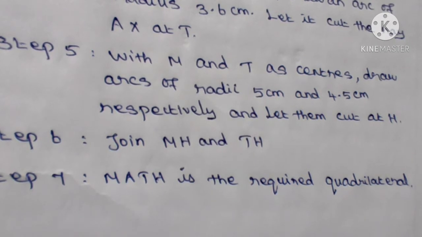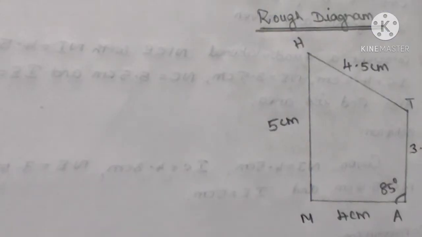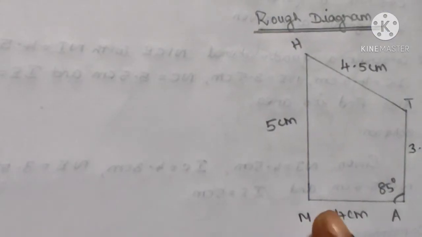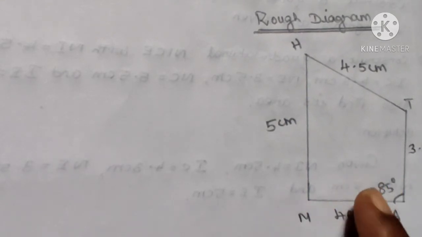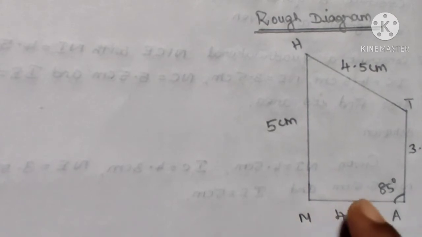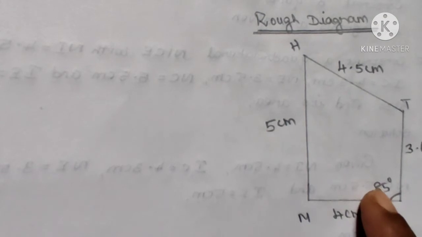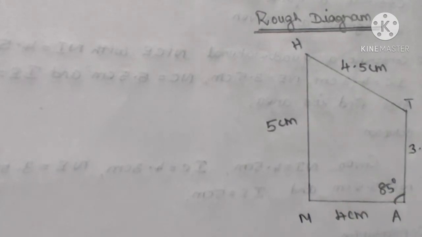So we use this construction. Draw the diagrams. Note, on the left side corner, draw the rough diagram using the given measurements and complete this rough diagram. Draw the quadrilateral, label the letters MATH and write the measures and the angle. Then I will start the main diagram.